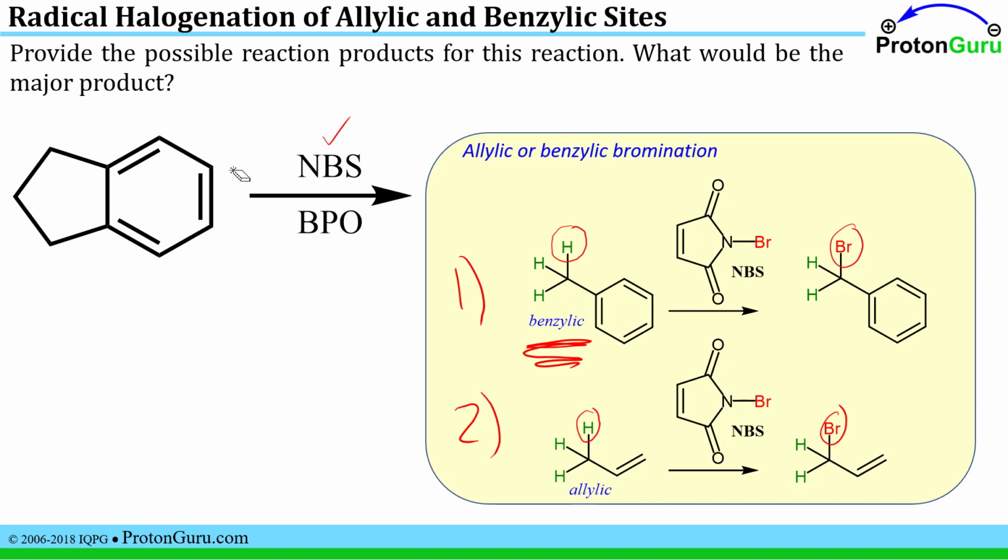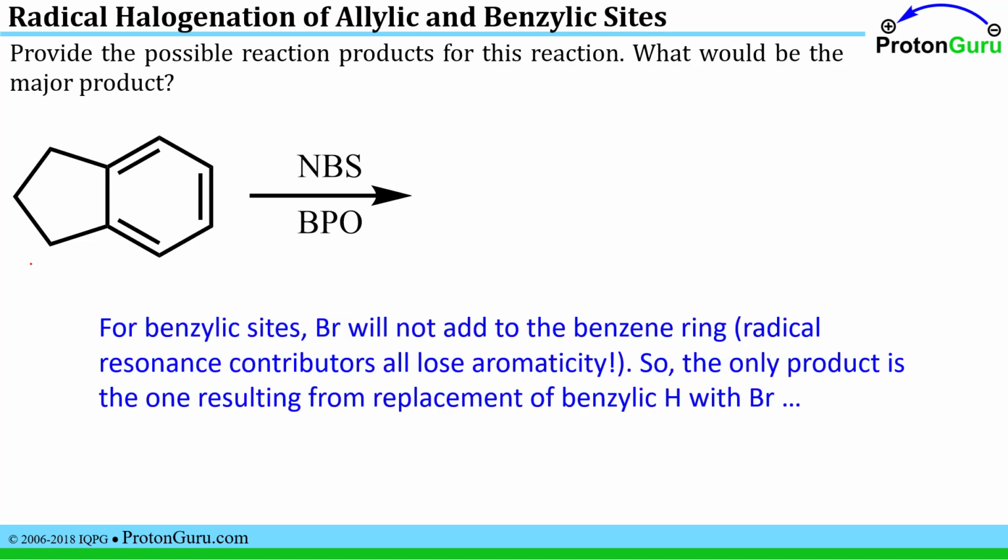The benzylic sites would be the carbons directly attached to the benzene ring. It happens here that the molecule is symmetric, so it doesn't matter if I do a reaction at this or this carbon, they're both related by symmetry. And remember that for benzylic sites, the bromine will not add to the benzene ring. The radical resonance contributors would cause you to lose aromaticity if I was to move this double bond over in the course of doing a resonance structure, for example.